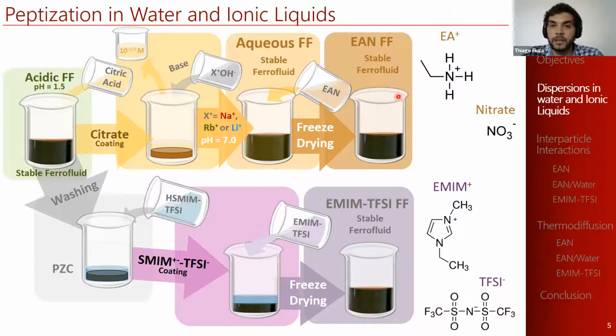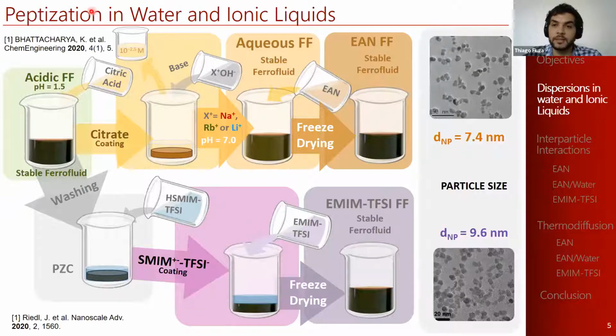We can see that we can also obtain different amounts of water in this sample of pure EAN by mixing these two samples, since EAN and water are miscible in the whole range of fractions. These syntheses were performed previously in these two works, and their size was determined by transmission electron microscopy and magnetization, which averaged around 7.4 for the samples in EAN and water, and 9.6 in samples in MMTFSI.